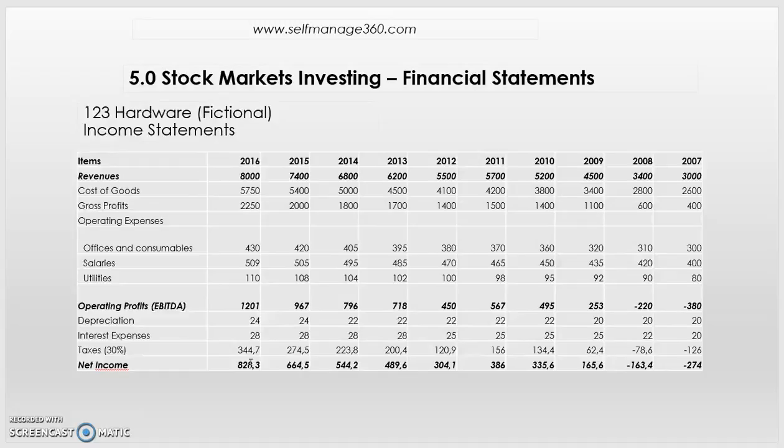And as we can see, in most years, except 2012, the company has grown its profits, which is a good thing. So it went from making a loss of $274,000 in 2007 to making a profit of $828,000 in 2016. And from 2012 to 2016, the profits have been increasing as well. So we can see a trend that the net income is growing, which is good for us.